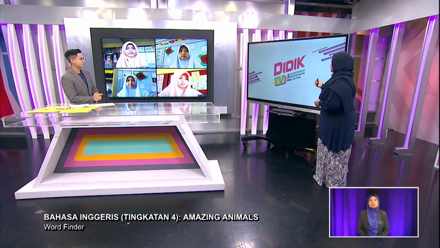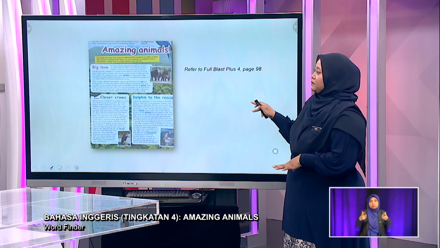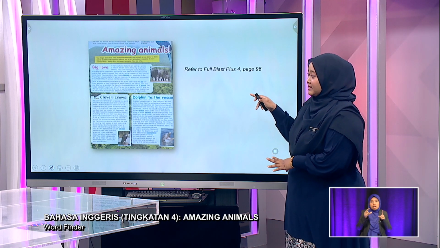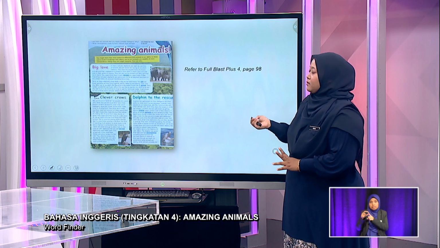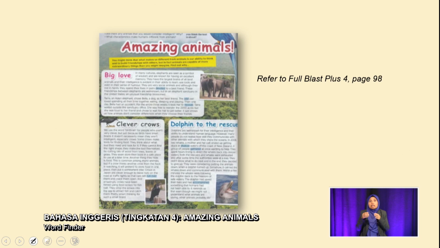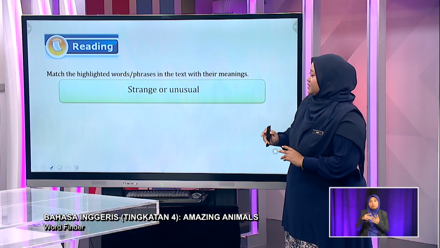Okay, for the next segment, we are going to do another reading activity. This activity will be based on our previous reading text, the 3 reading texts. For this activity, viewers at home may refer to Full Blast Plus 4, page 98. Our students are going to identify the words based on the given meaning. On the slide, they will be given a few meanings and the students will choose the answer options which match best with the meaning given.